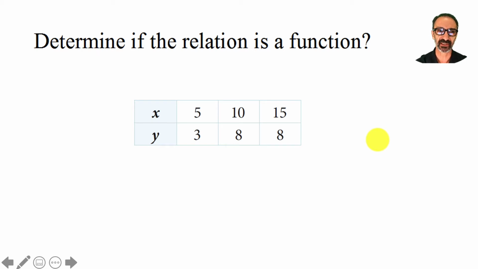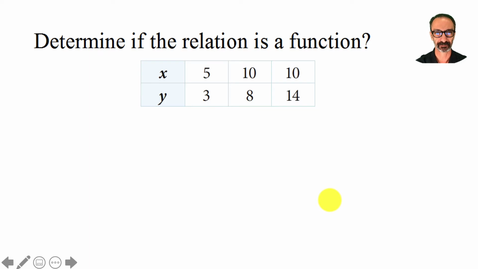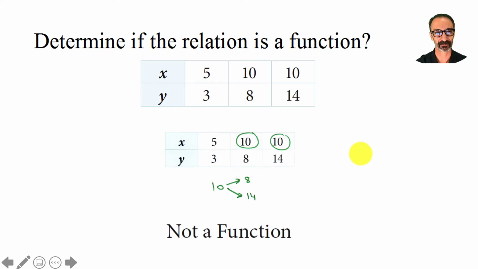The inputs are x, which is 5, 10, 15, and the outputs are 3, 8, 8. Now, 10 is going to 8 and 15 is going to 8, but that's totally fine. We call it not one-to-one. It's a function because 10 has exactly one output and 15 has exactly one output. So it is a function. Here's another example. In this case, the 10 repeats and it has two different outputs. That means it's not a function.